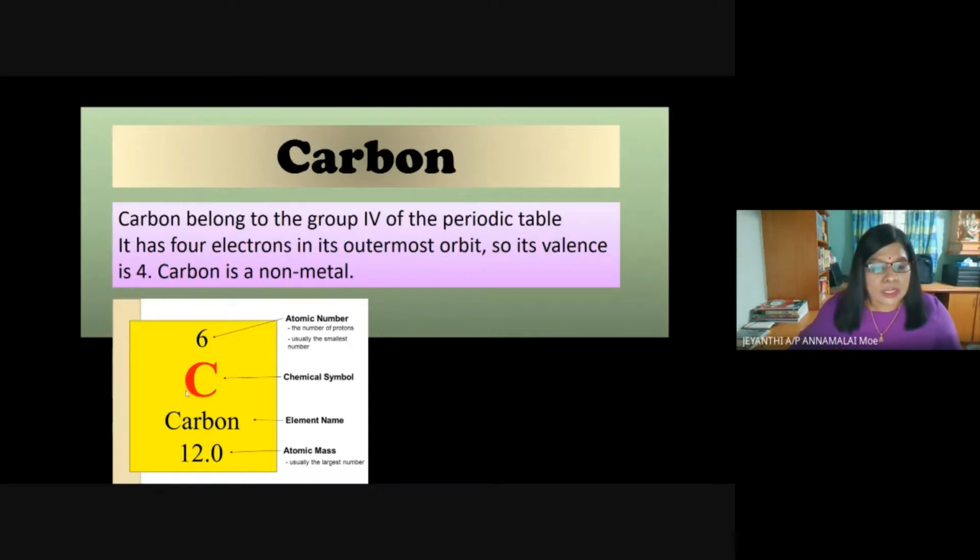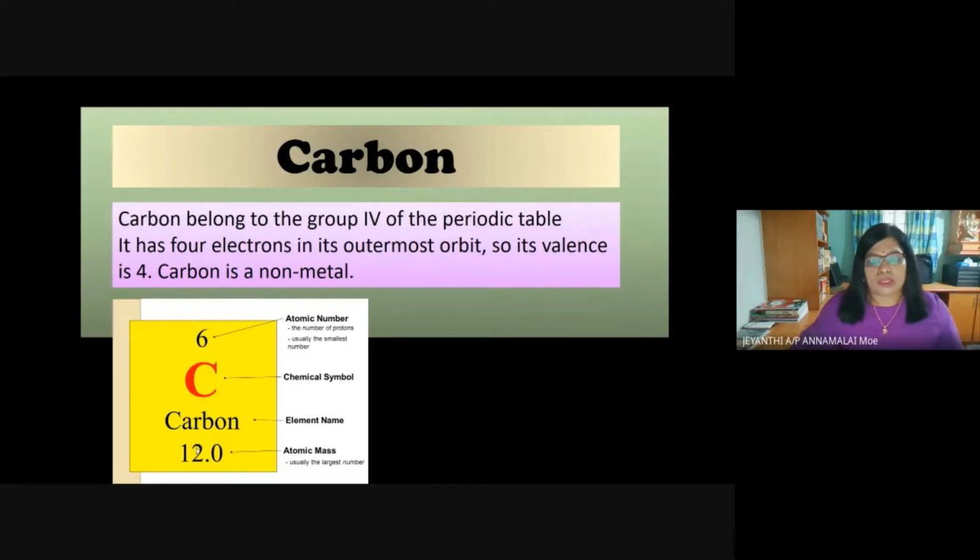Then the capital C, which is in red color, is the chemical symbol for carbon. We have more than 100 elements, and no other element has this symbol except carbon. Even copper is Cu, so it's not C. A single C is a symbol only for carbon. The element's name is carbon. Of course, this is the atomic mass, that is 12. It is 12 point something, rounded up to 12.